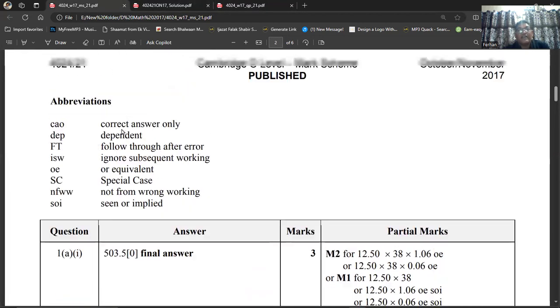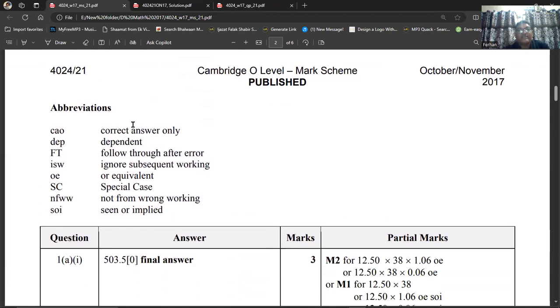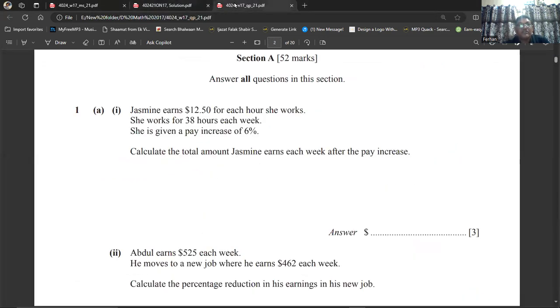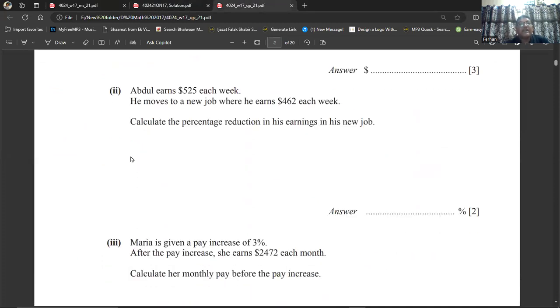$503.50 is the right answer, sir. This answer is showing up on your screen. So this is the solution. Question number 1A, second part. Abdul earns $525 each week. He moves to a new job where he earns $462 each week. Calculate the percentage reduction in his earnings in his new job.